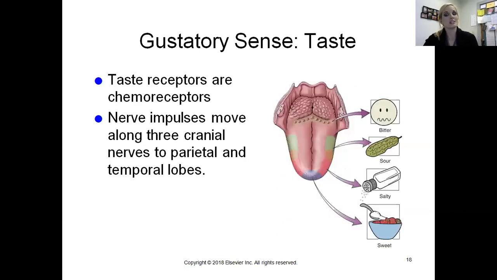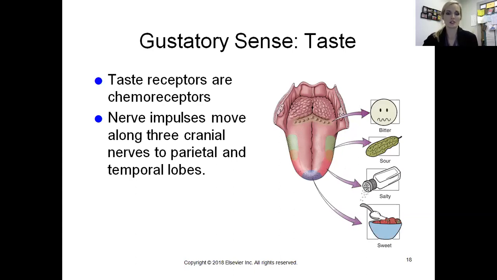Whereas our gustatory sense is called taste. So gustation is the sensation of taste itself. We have taste receptors located on our tongue. These are known as chemoreceptors. Just like the ones that are receiving smell, they're receiving chemical changes, but now that we are tasting.